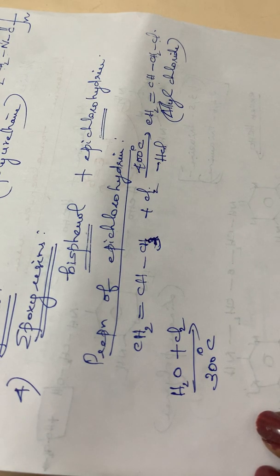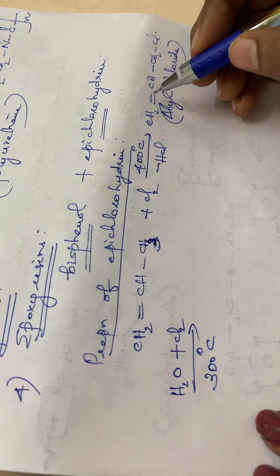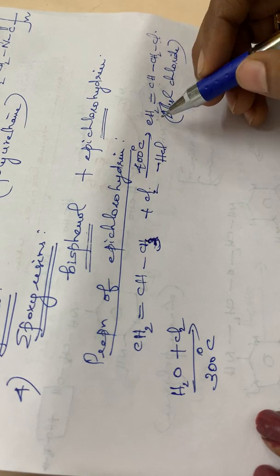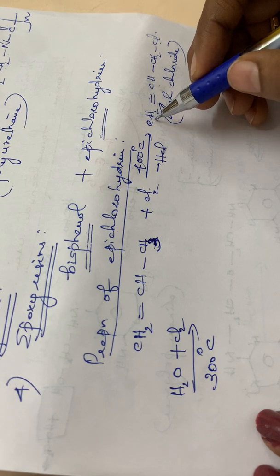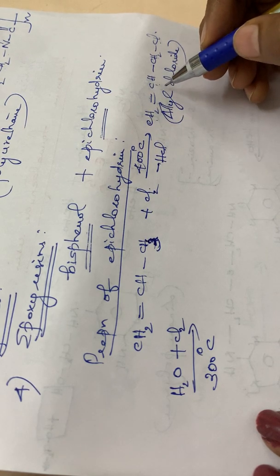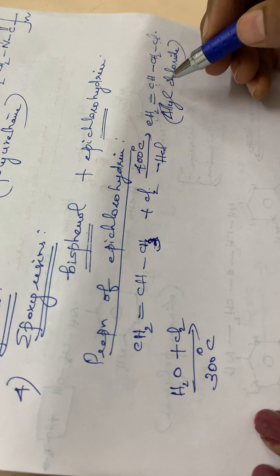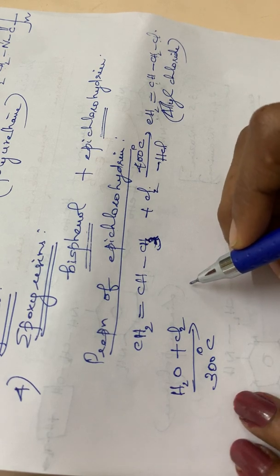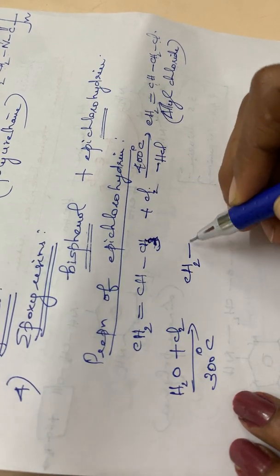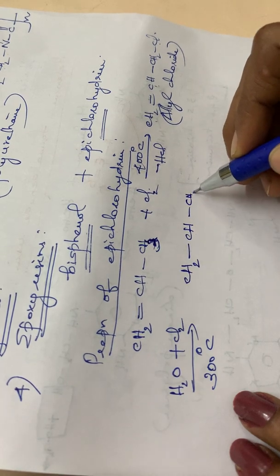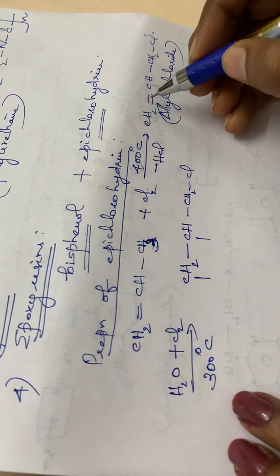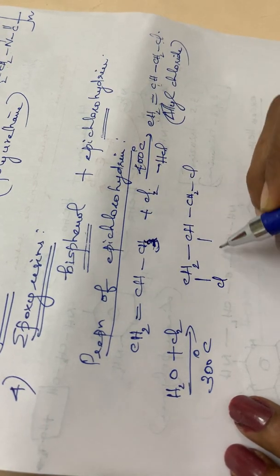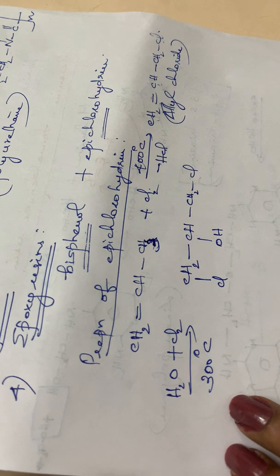In presence of water and chlorine at 300 degrees Celsius, the double bond breaks, and two valencies are freed up here. To one valency chlorine will be attacking, and to the other valency the OH group will be attacking. So OH and Cl will be the attacking groups here. So we will be having CH2-CH-CH2Cl. Two valencies are freed by the breaking of this double bond, and to the first carbon this chlorine will be joining, and to the second carbon OH will be joining.